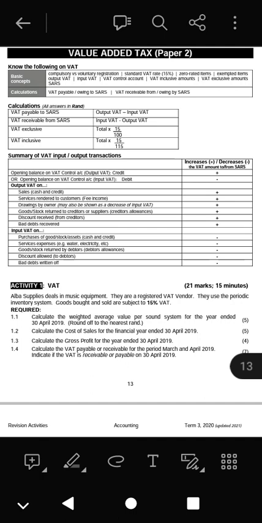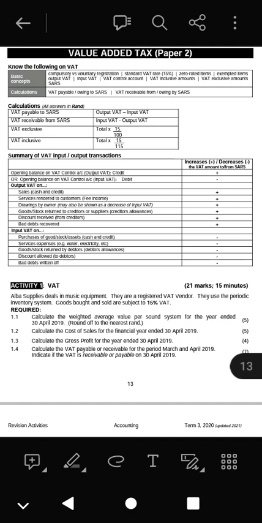All right, I'll repeat what I said a little bit earlier. How do we calculate VAT payable to SARS? We say output VAT minus input VAT. How do we calculate VAT receivable from SARS? We say input VAT minus output VAT.